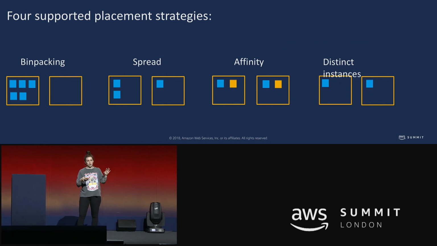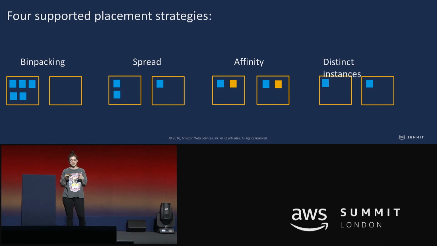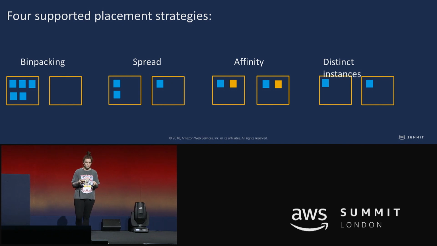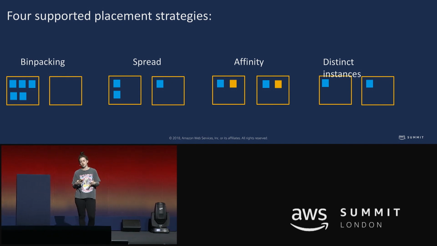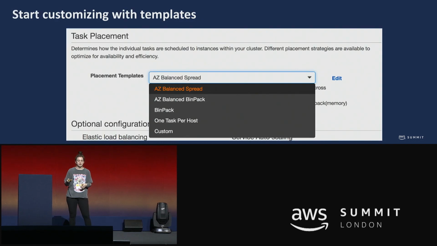So we have 4 supported ones. Bin packing means to cluster as closely together as possible. So if I have two hosts that belong to my cluster, it will fill the first one as closely as possible before it moves on to the second one. Spread will try to distribute them as evenly as possible. Affinity means in like groups. So if I have task A and task B, and they always belong together, the scheduler will always try to place those together. Distinct instances is exactly what it sounds like. So it will try to place them only on separate instances rather than grouping them together.